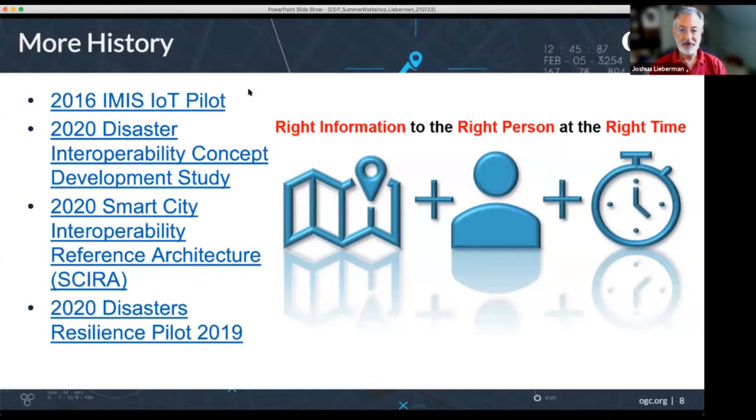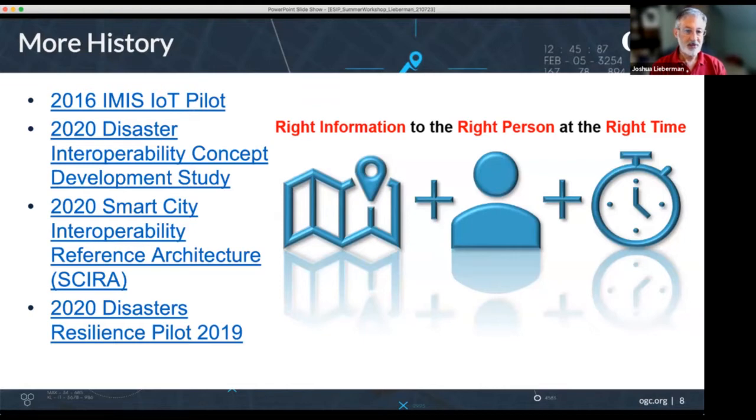And there have been any number of these initiatives ever since. Just a short, more recent list was the IMIS IoT pilot, which really looked at characterizing a lot of information from ubiquitous sensors, but also people as sensors in the observations and measurements paradigm to increase the ability to integrate information. So that was a pilot done with DHS, looking at Huntsville, Alabama, actually, as a scenario site.